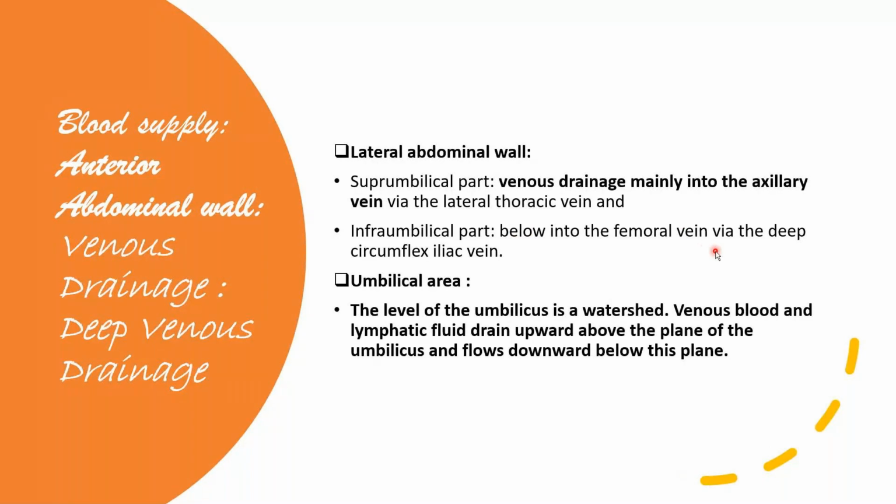The umbilical area is a watershed area. That's why it's known as the watershed area. Why watershed? Because venous blood and lymphatic fluid drain upward above the plane of the umbilicus and flow downwards below this plane. So remember the term: in the umbilical area, the venous drainage above the umbilicus goes to the axillary, and below the umbilicus goes towards the femoral and the great saphenous. Okay, both the venous and the lymphatic. So that is why the umbilical area is known as the watershed area.